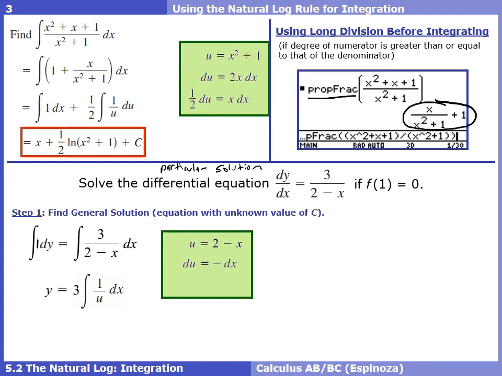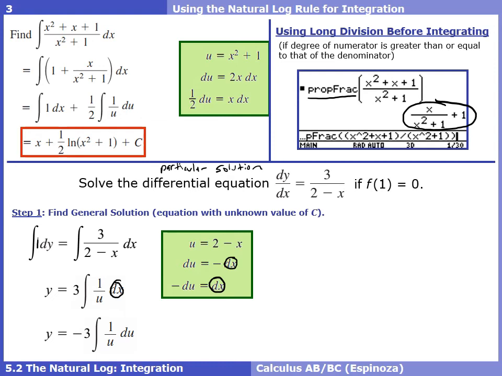The derivative of u is du. The derivative of 2 minus x is negative dx, or negative 1 dx. I see a dx here, which is great, but there is no negative in the problem. So we're going to have to move that negative to the other side and get negative du equals dx. So wherever we see a dx, we can switch that out for a negative du. And since that negative is really a negative 1, I'm going to move that to the front with the 3. So we end up with y equals negative 3, integral of 1 over u du.